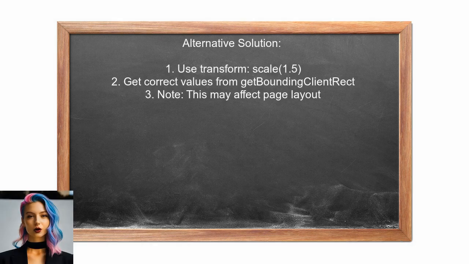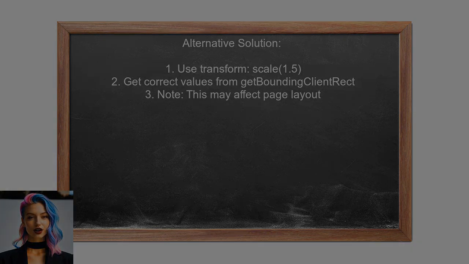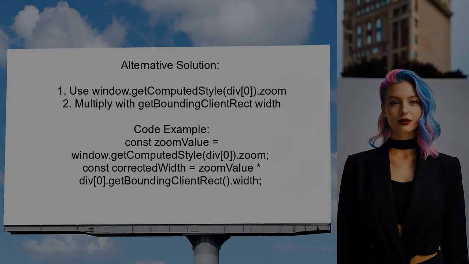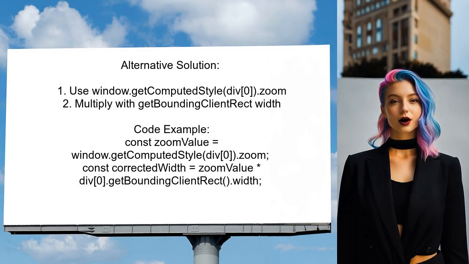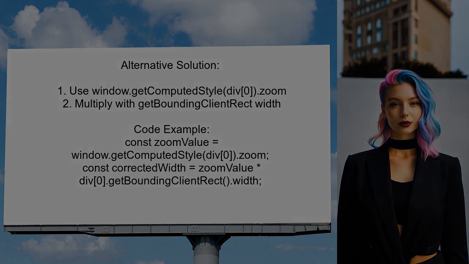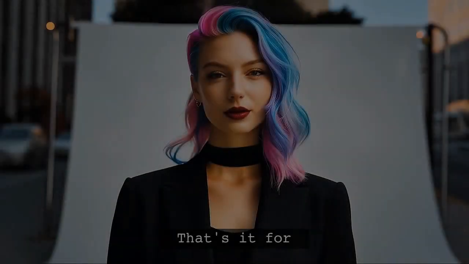An alternative solution suggests using the transform property instead of zoom. By applying transform: scale(1.5), you can get the correct values from getBoundingClientRect, although it may affect your page layout. Another option is to retrieve the zoom value using window.getComputedStyle. You can multiply this value with the width from getBoundingClientRect to get the correct dimensions. That's it for that response.